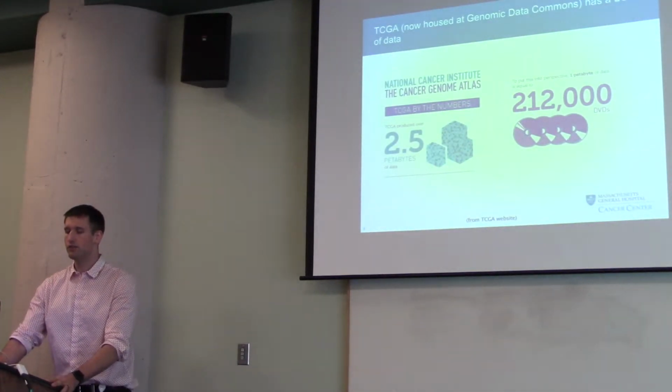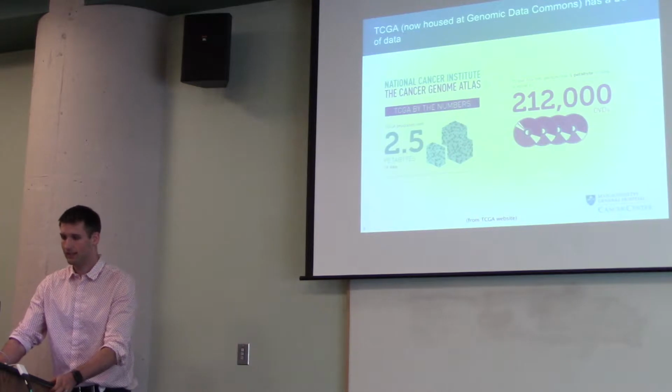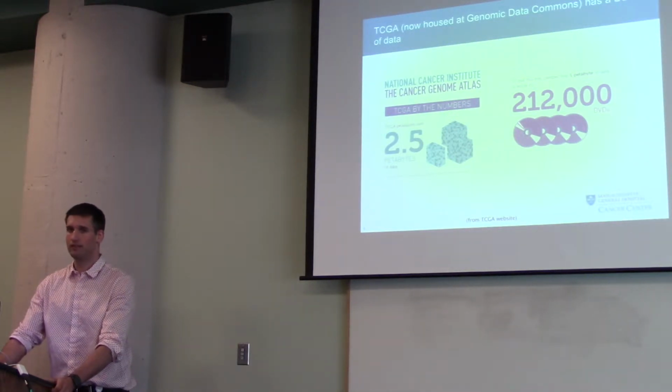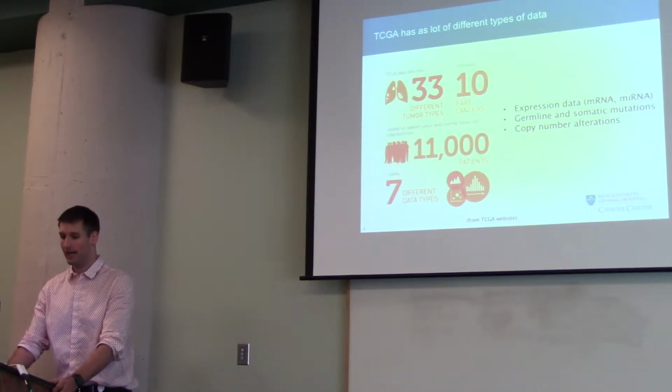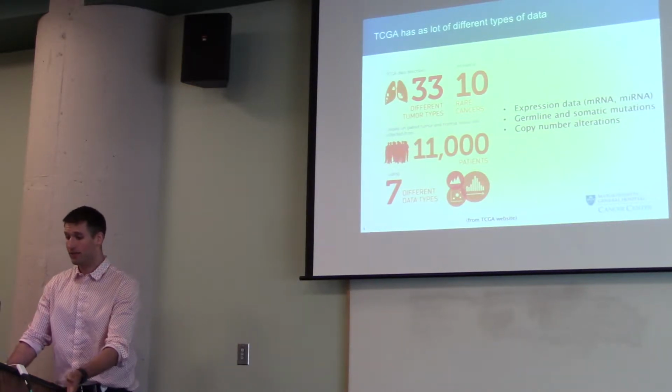So the Cancer Genome Atlas is one of the biggest data sets available in terms of cancer sequencing data. It's got over 2.5 petabytes of data, and just to put that in perspective, even though we don't really use DVDs anymore, that would fill up almost 200,000 DVDs. These data cover 33 different cancer types, including 10 rare cancers.